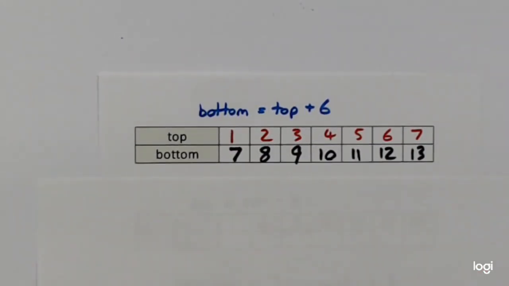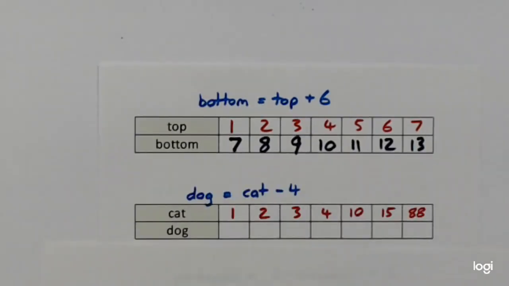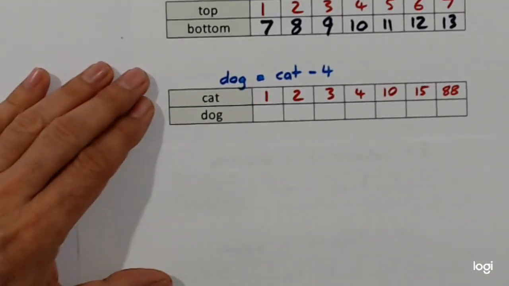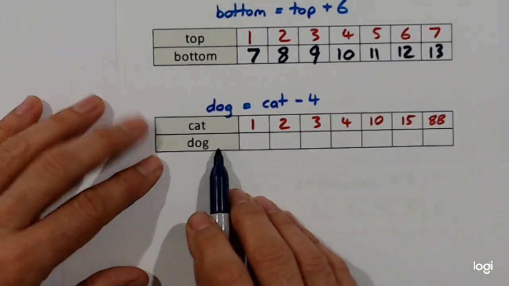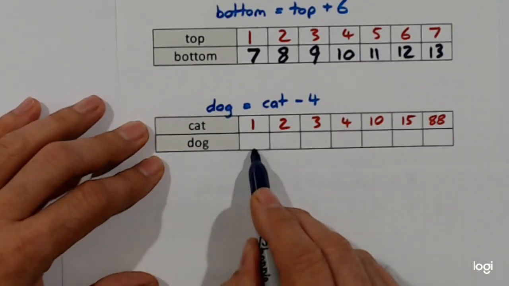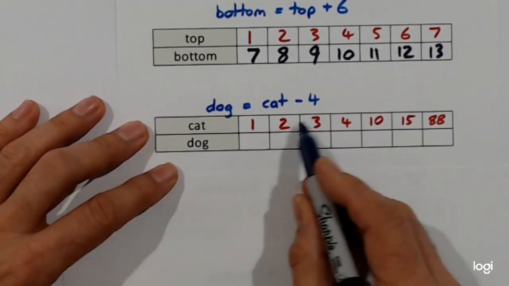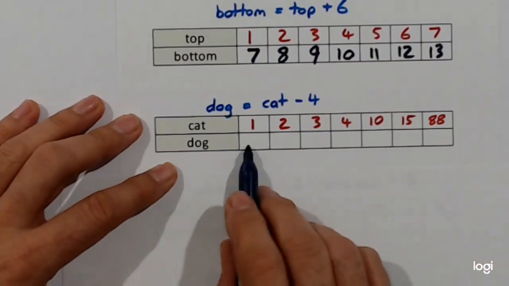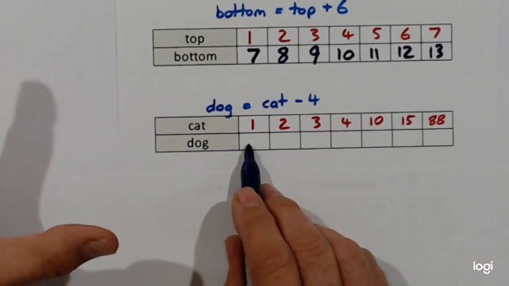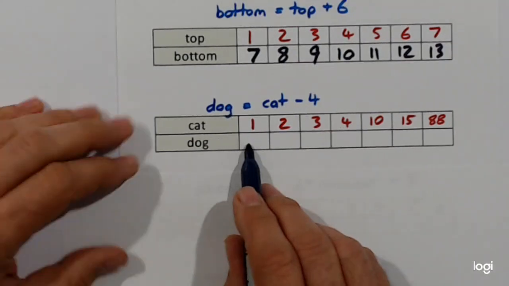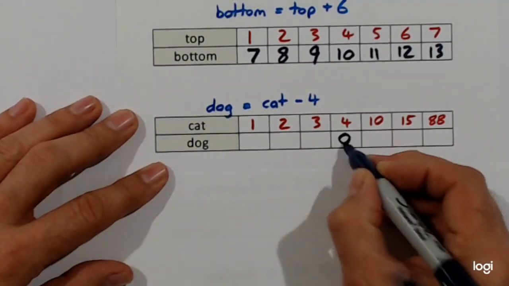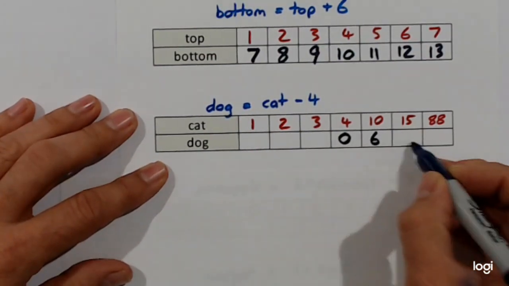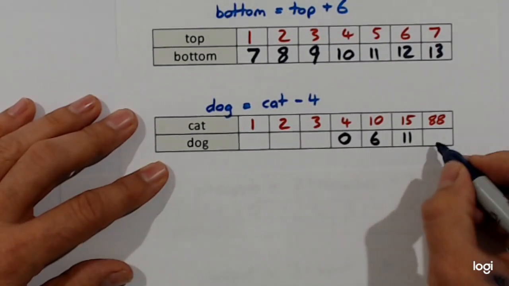Easy enough. The only way they're going to make this harder is to make the rule a little bit harder. Same sort of deal. Dog and cat, like I said, it doesn't matter what it's called. The bottom number equals the top number minus 4. If you don't know what 1 minus 4 is, grab a calculator and find out, or remind yourself about negative numbers. But start where you do know. I know that 4 minus 4 is nothing. I know that 10 minus 4 is 6, 15 minus 4 is 11, 88 minus 4 is 84.